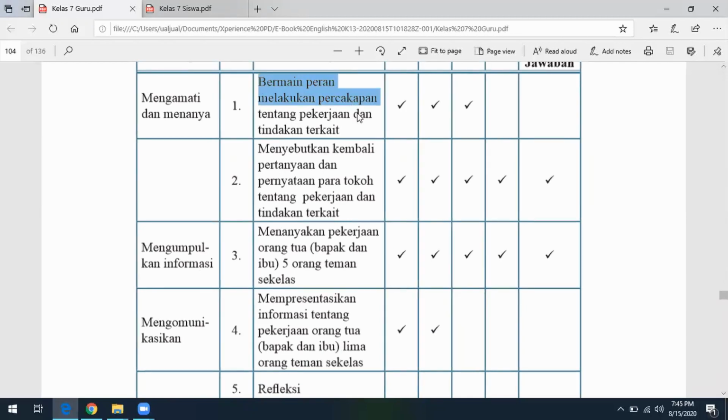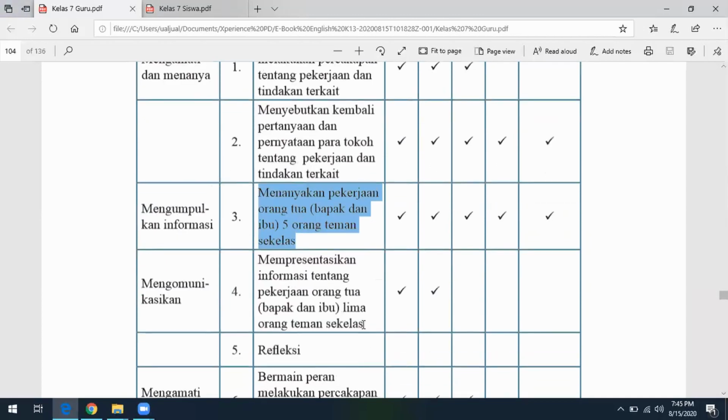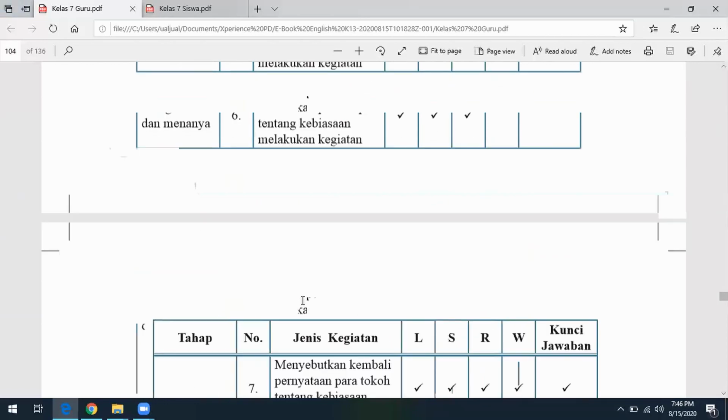Now, I think this is important, okay? Bermain peran, melakukan percakapan tentang pekerjaan dan tindakan terkait, okay? And I think this is also important. Menanyakan pekerjaan orang tua, bapak dan ibu ke 5 orang teman sekelas. And of course this one, mempresentasikan information. I think it's supposed to be talking about making dialogues about people and also their job. So for me, these are the important steps to follow.